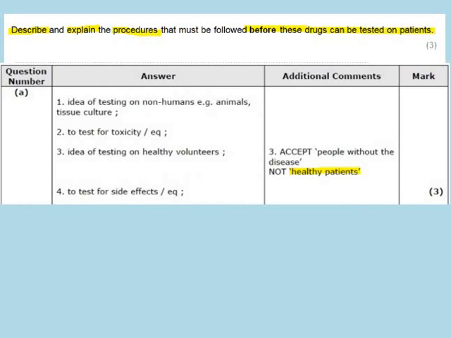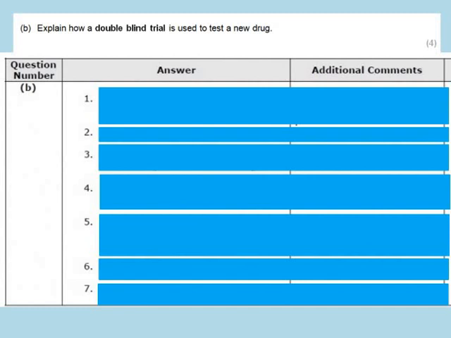Let's look at another question. You need to explain how a double-blind trial is used to test a new drug. So try and remember what double-blind means and different things that you might have involved there. This time you've got 4 marks. Pause the video and give it a go.